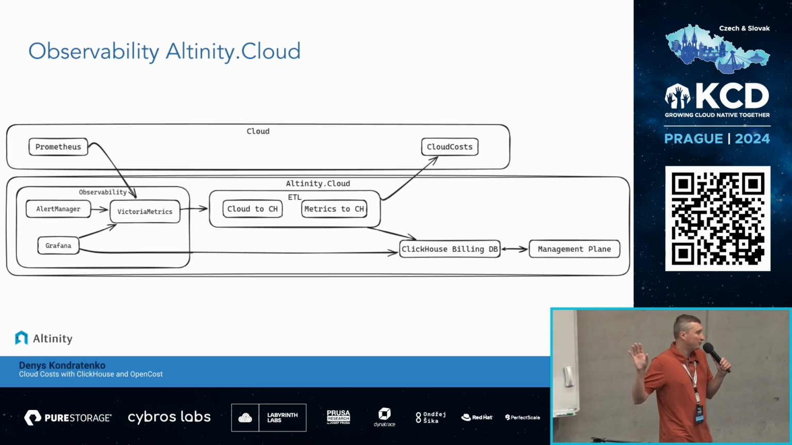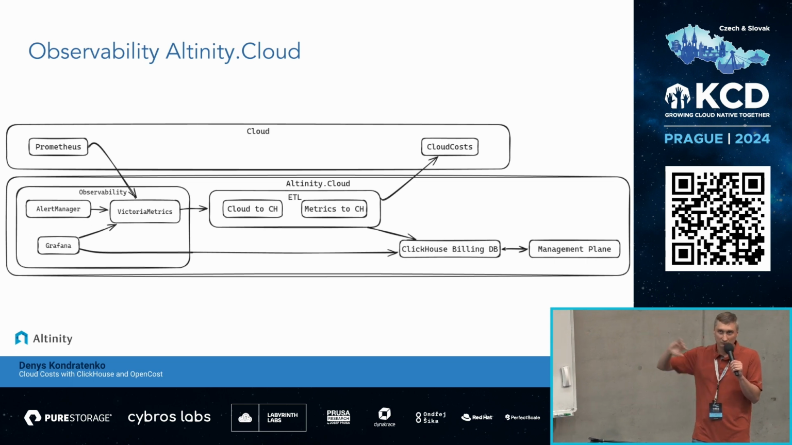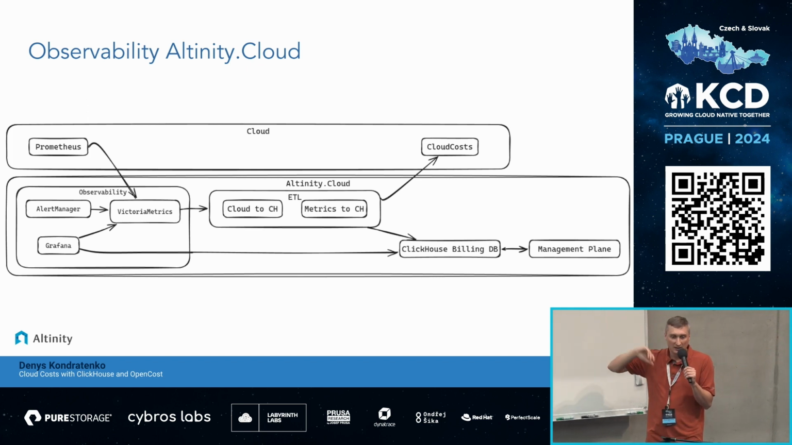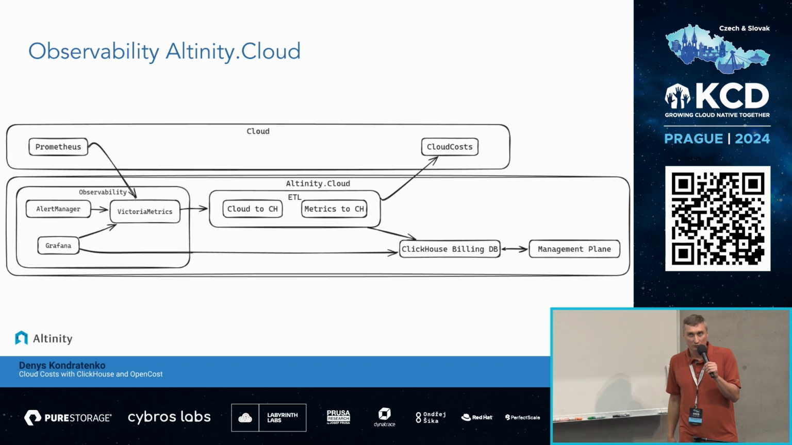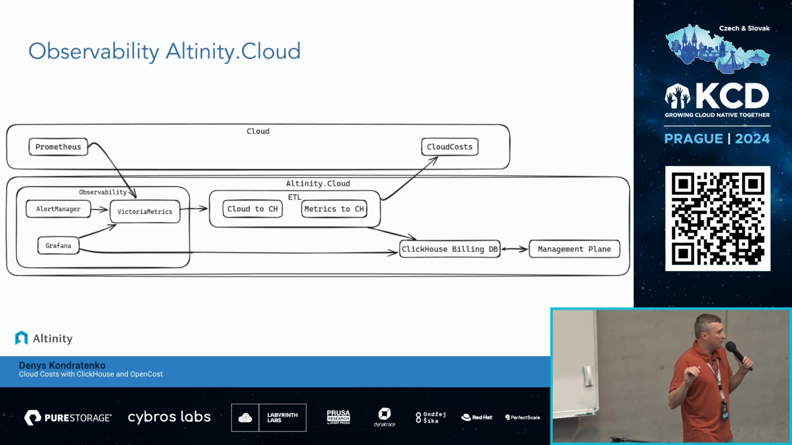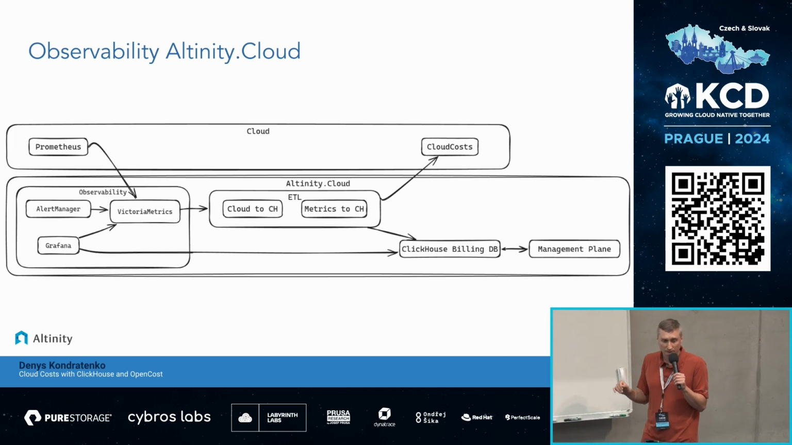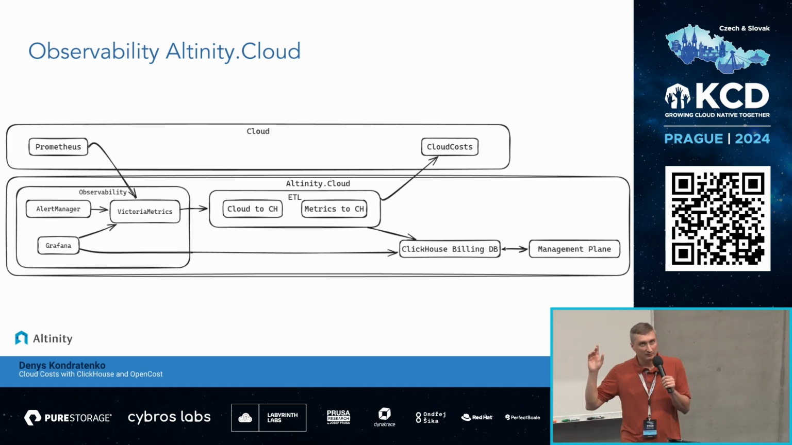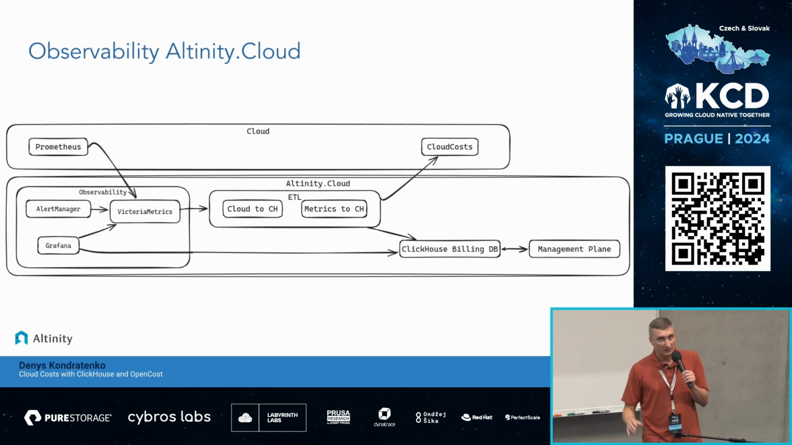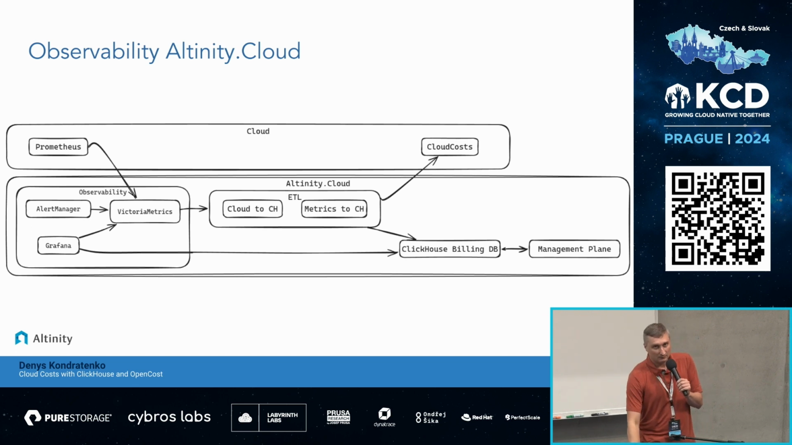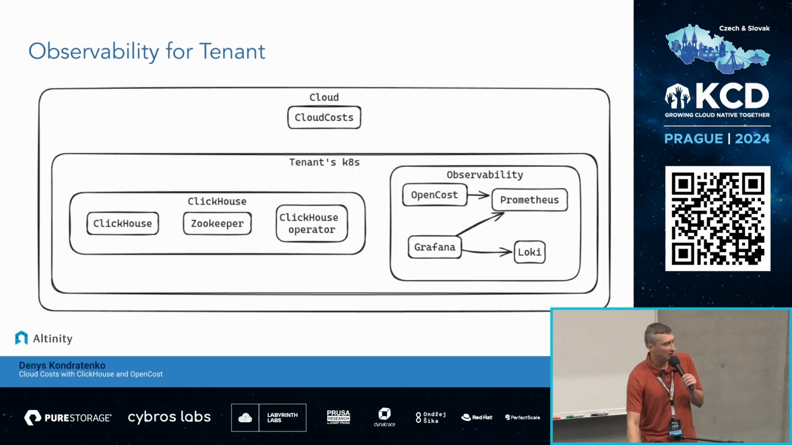So in our observability stack that we run on Core EKS, which gets the data from all of the tenants, hundreds of clusters, as well as about our control plane and Core EKS, we push most of this data to ClickHouse, to our billing database. And also we get the data from each cloud about the spend cost. So we kind of have real-time data from OpenCost as well as the data about the actual cost from the cloud.